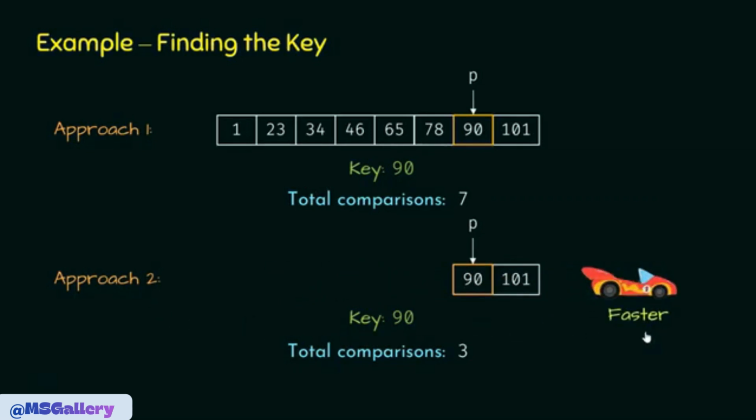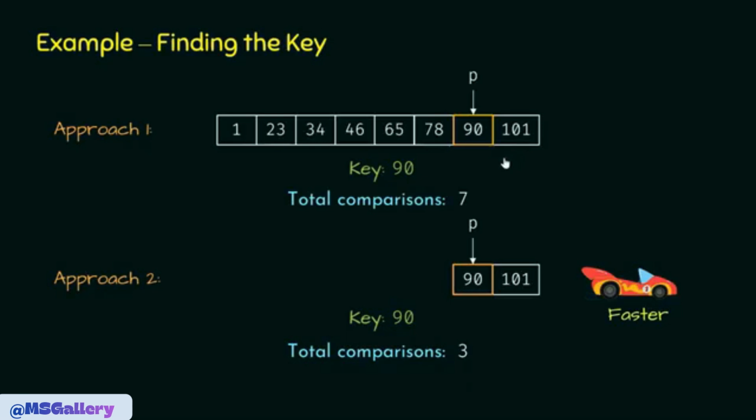I hope this concept is clear. We got a faster approach to solve the same problem. This means we got a faster algorithm. Although the difference does not seem much, because the length of the list is not that much. It is just 8. What if we take 100 integers? Then we will see the difference.